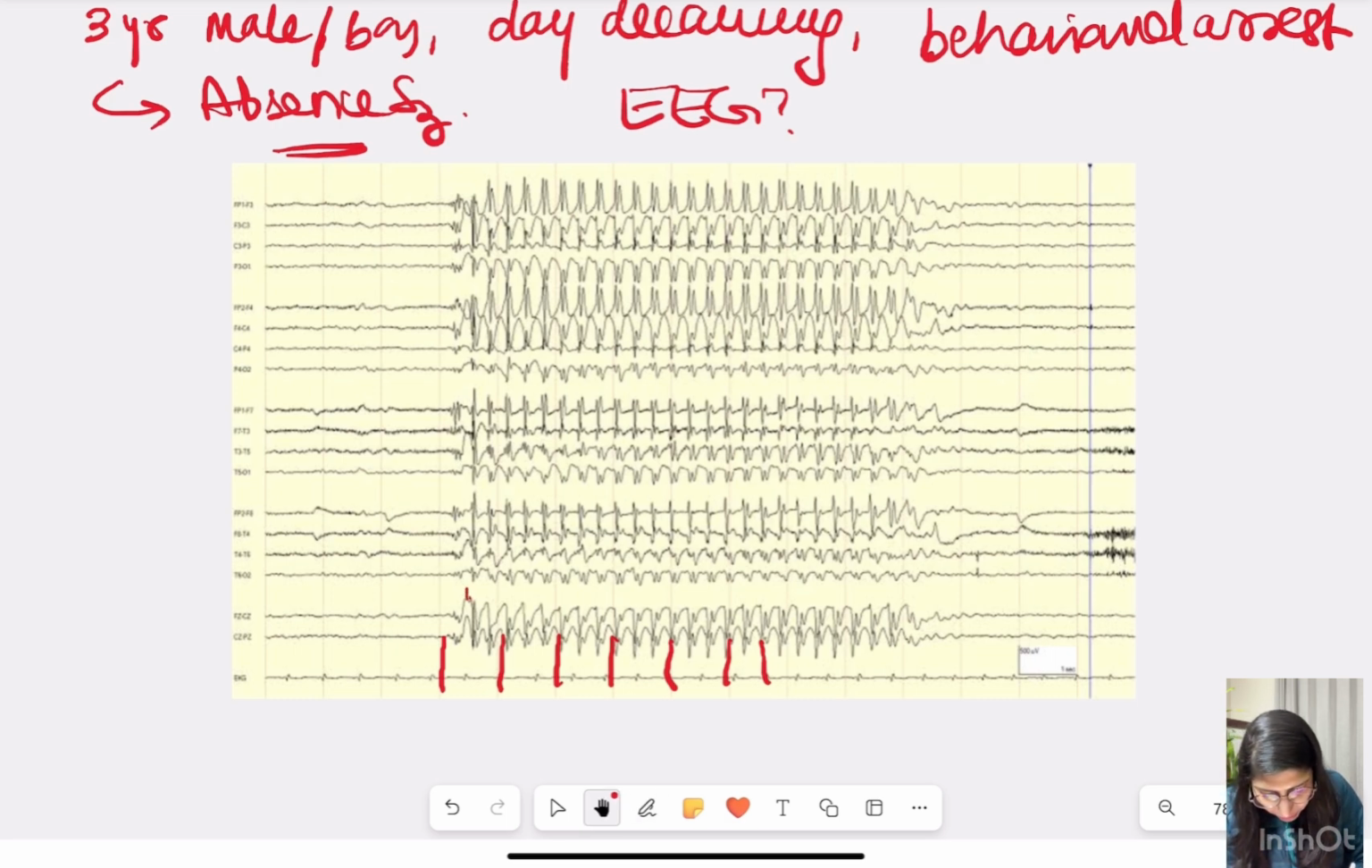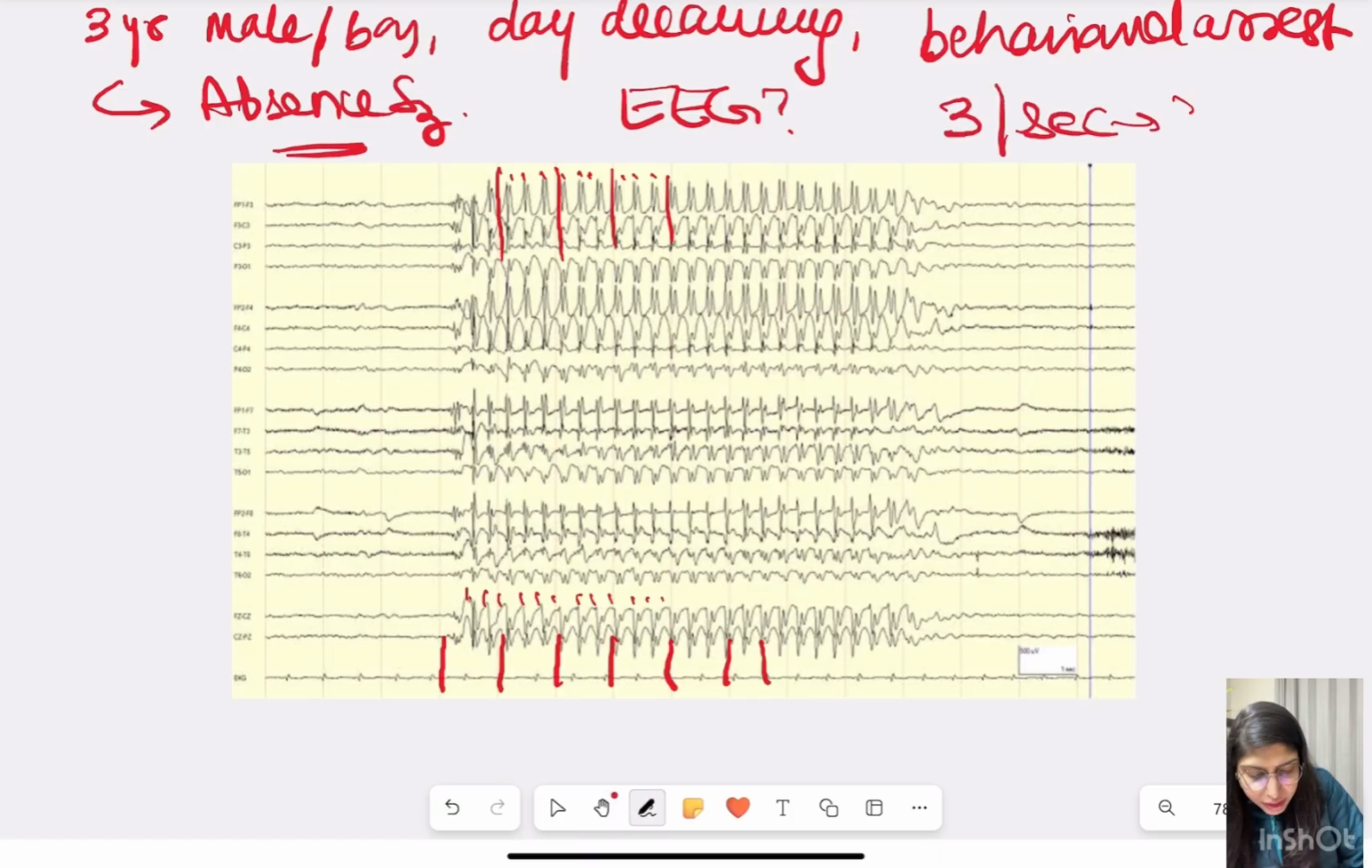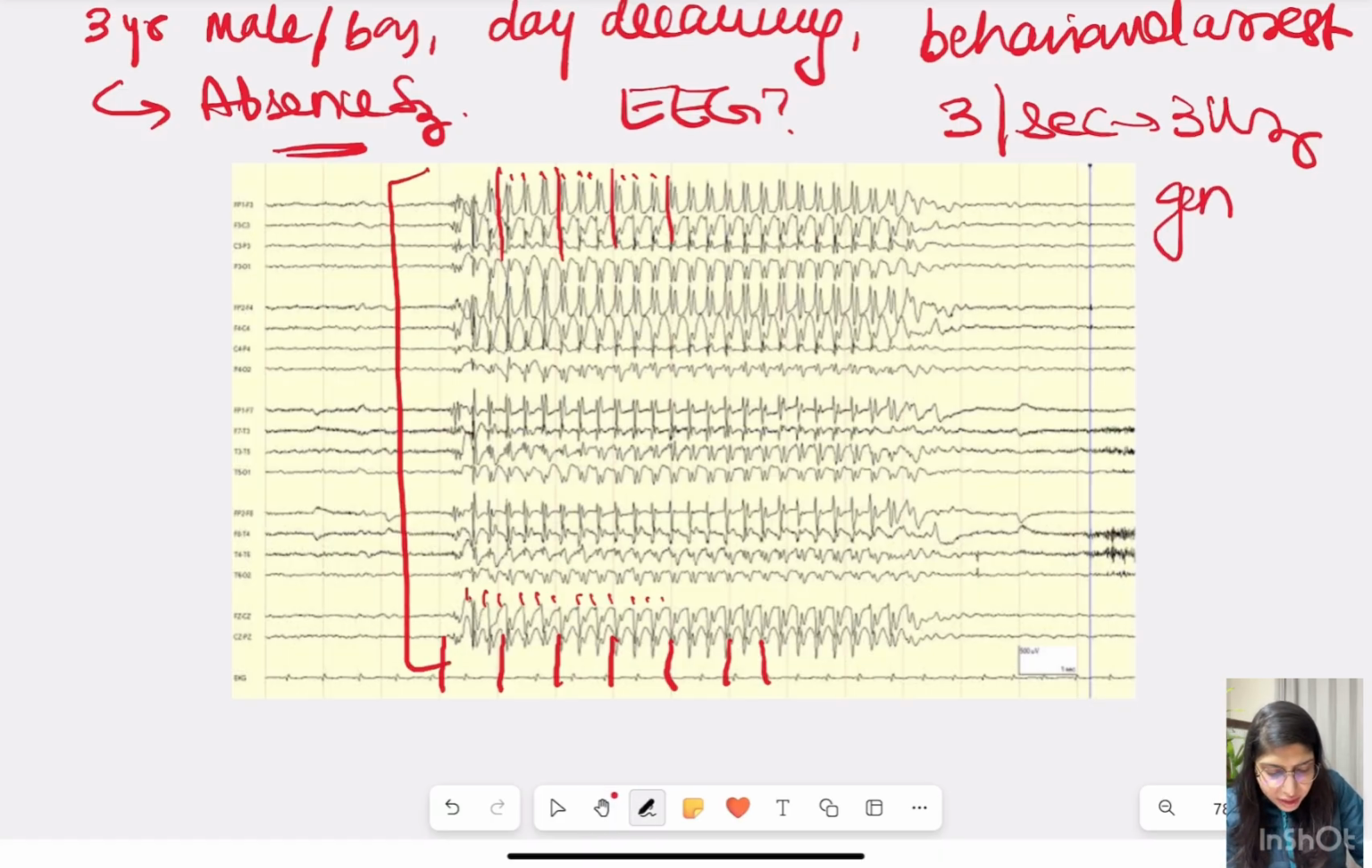Now as you can see, per second, 1 2 3, 1 2 3, 1 2 3, 1 2 3. More clearly over here, 1 2 3, 1 2, 1 2 and 3, 1 2 3, right? So 3 waveforms per second, which means 3 hertz epileptiform discharges involving all the leads. So generalized epileptiform discharges. This will be your answer.